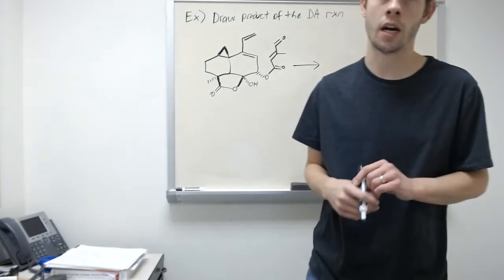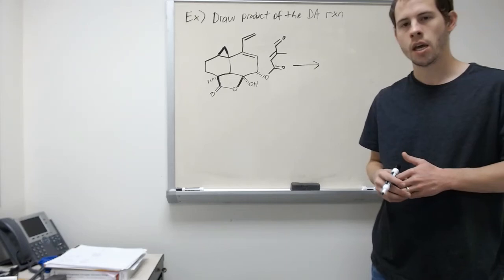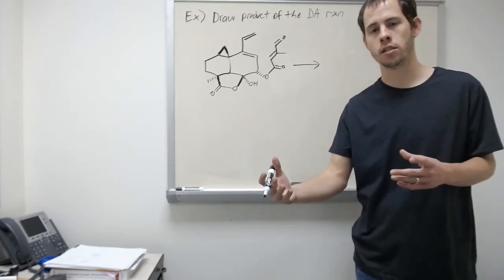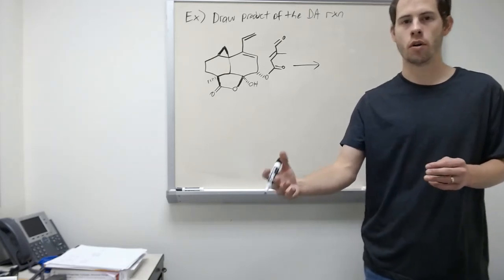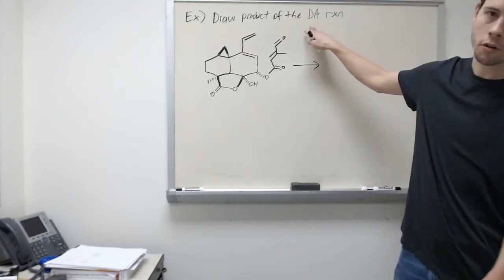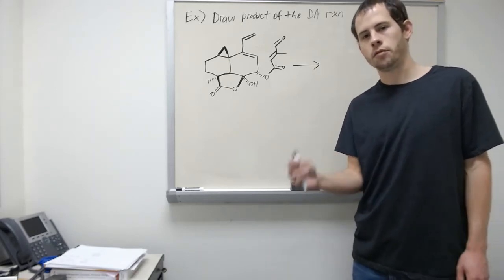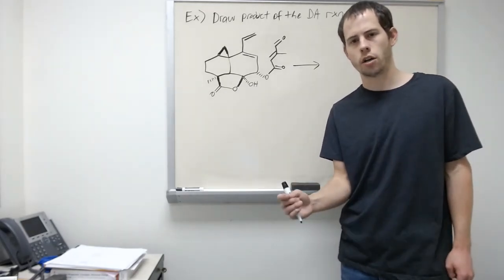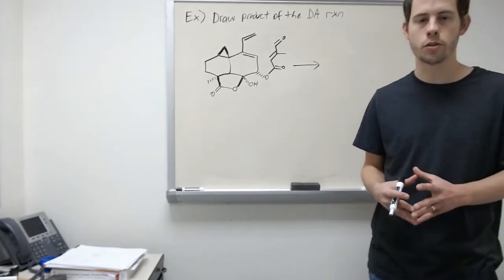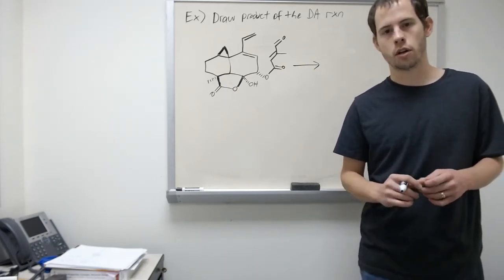Let's take a look at one last example. And so this is a really complex molecule, and it is an intermediate on the way to a natural product that was synthesized by E.J. Corey many years ago. And so we want to draw the product of the Diels-Alder reaction. We know that the Diels-Alder reaction involves a diene and a dienophile. Usually the diene is electron rich, so it has alkyl groups attached to it, or hydroxy groups or something like that. And then the dienophile is an alkene that's attached to an electron withdrawing group.